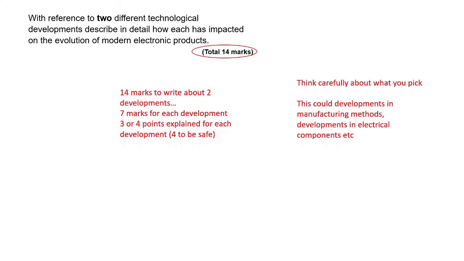Think carefully about what you pick. Obviously it's got to be something you can write 3 or 4 points about. So it could be development in the actual electronic components themselves, like the transistors and silicon chips, that sort of thing. Or it could be a manufacturing method that would, say, make the casing for it. So the casing for a cassette player or a CD player or an iPod, that sort of thing. So pause the video, give yourself 40 minutes, then unpause it and we'll go for the answer.